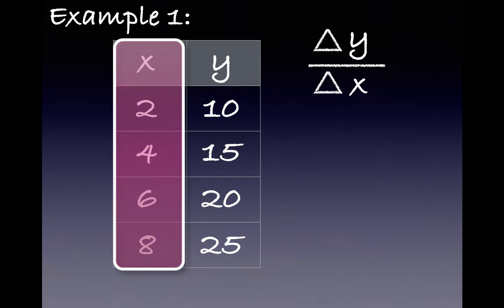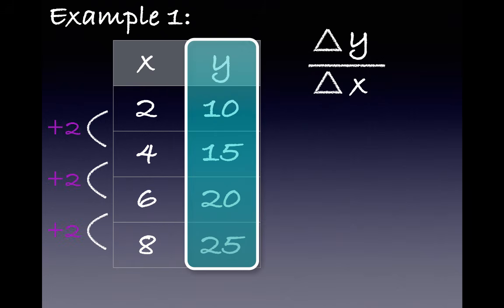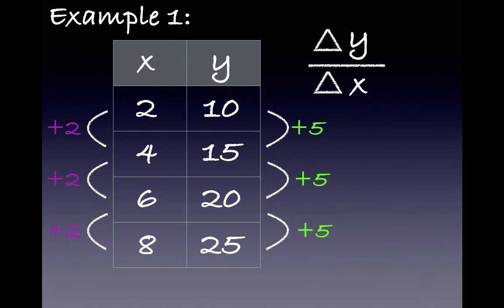So let's look at these x values. We see that they're going from 2 to 4, which is going up 2. 4 to 6 is up 2 again, and 6 to 8 would be up 2. When we look over here at the y values, from 10 to 15 is going up 5, and then we go up 5 again, and up 5 one more time. So since the slope is the change in the y values over the change in the x values, then we know that the slope here would be 5 over 2.